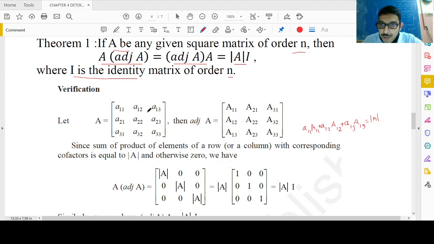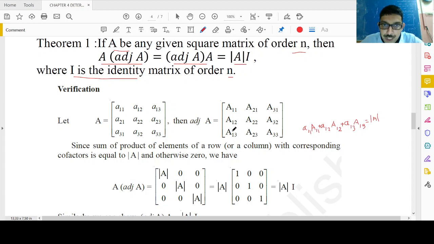A equals A11, A12, A13, A21, A22, A23, A31, A32, A33. Its adjoint is A11, A21, A31, A12, A22, A32, A13, A23, A33. These are the transpose of the cofactor matrix. Now if you multiply these two, let us see what we are going to get. If you multiply the first row and first column, the first element of the product will be A11 into A11 plus A12 into A12 plus A13 into A13.